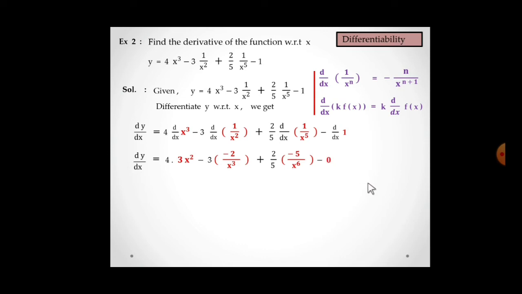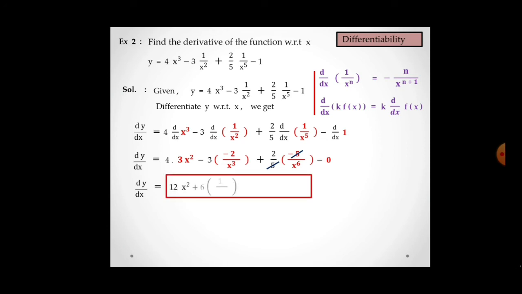So next is the simplification. In this simplification you can see that 5 and 5 get cancelled. Now write dy by dx is equal to 4 into 3 is 12x square, minus into minus becomes plus. Multiplying 3 into 2 is 6, and this plus into minus becomes minus 2 divided by x raised to 6. So this is the derivative of the given function.